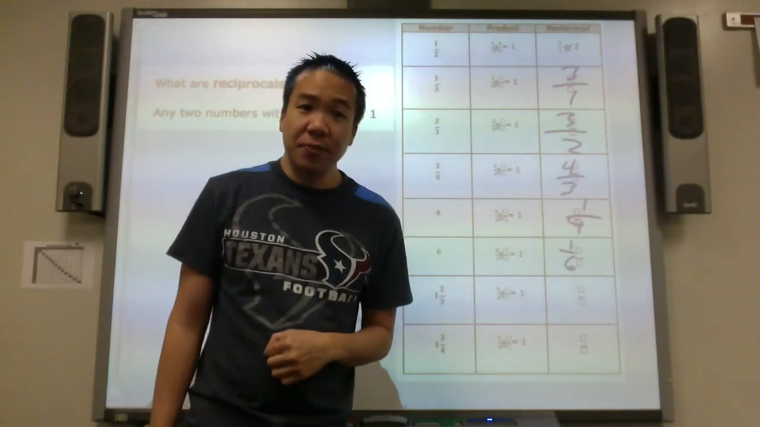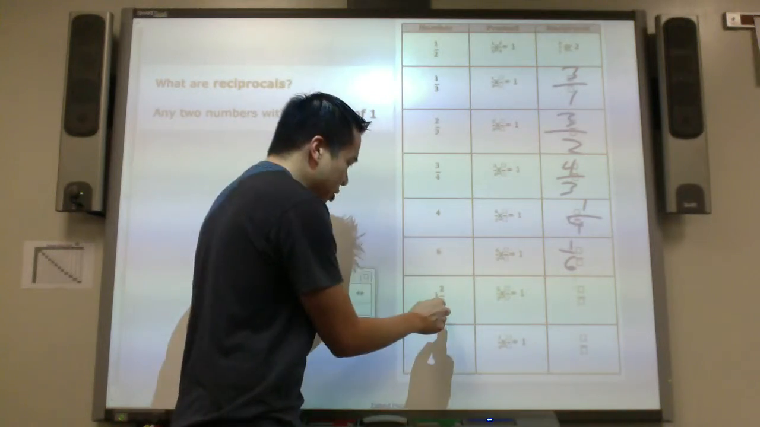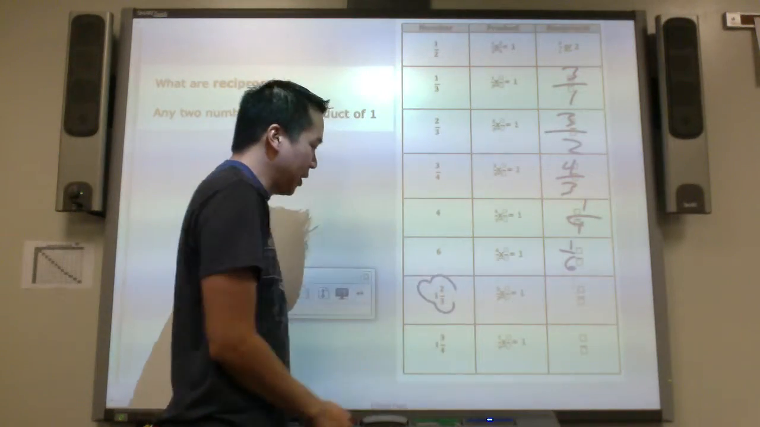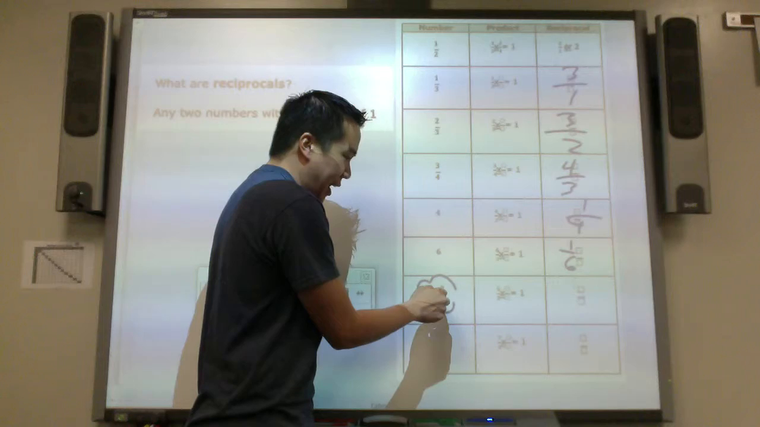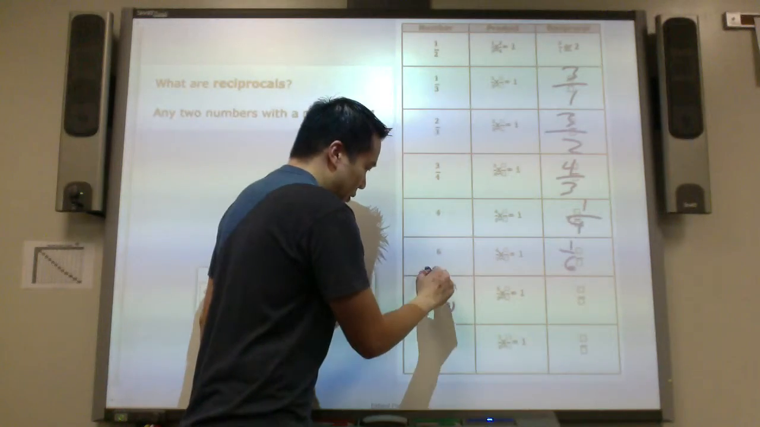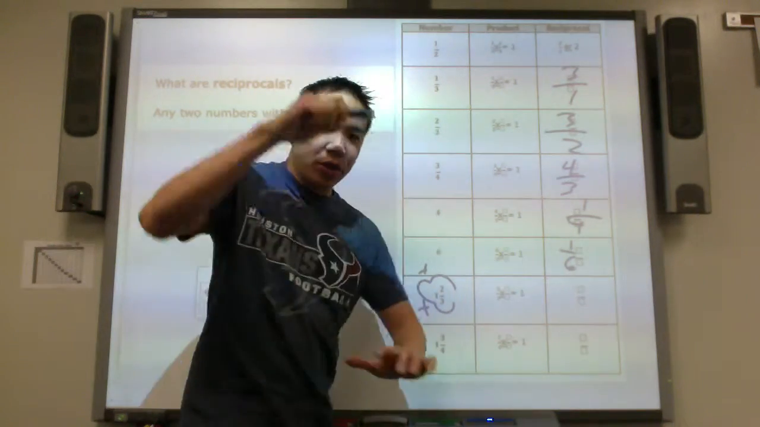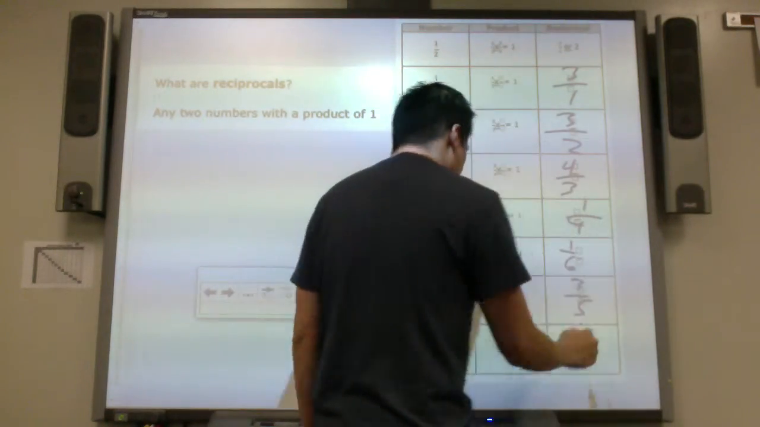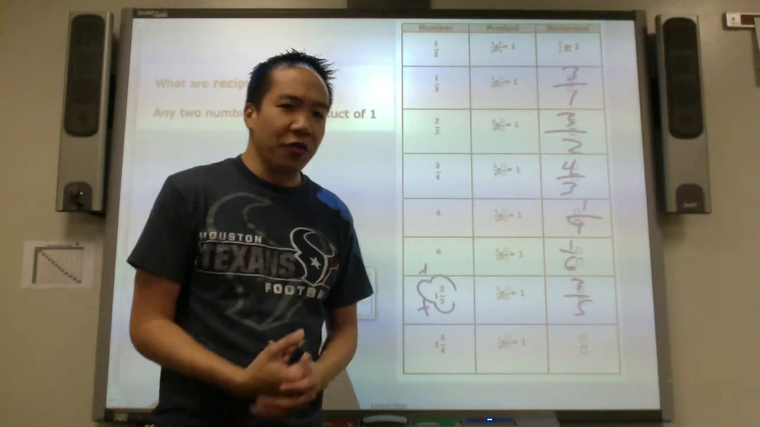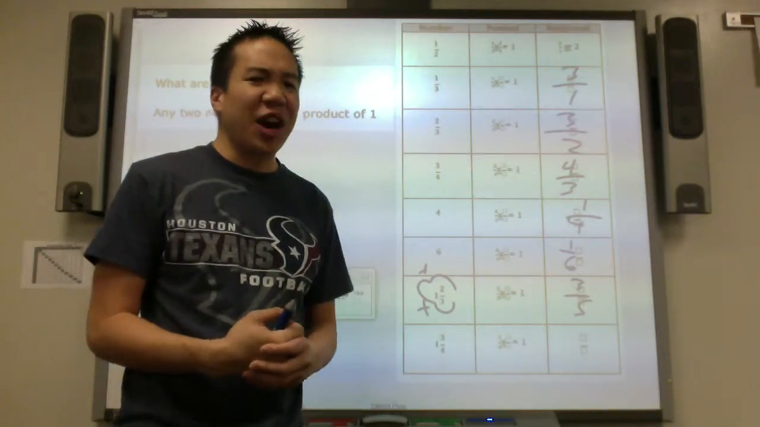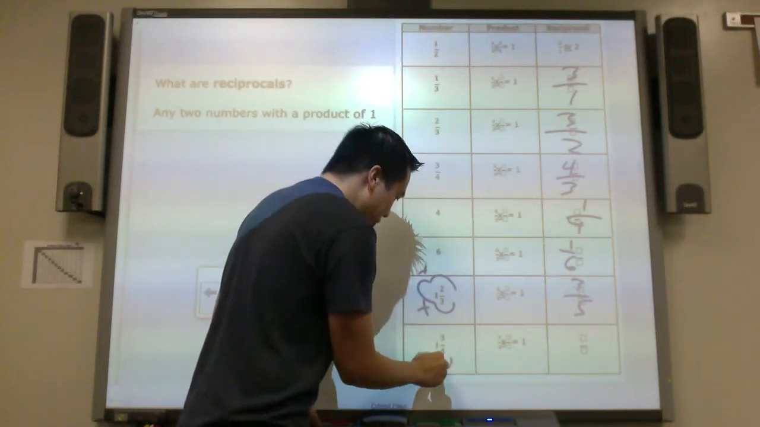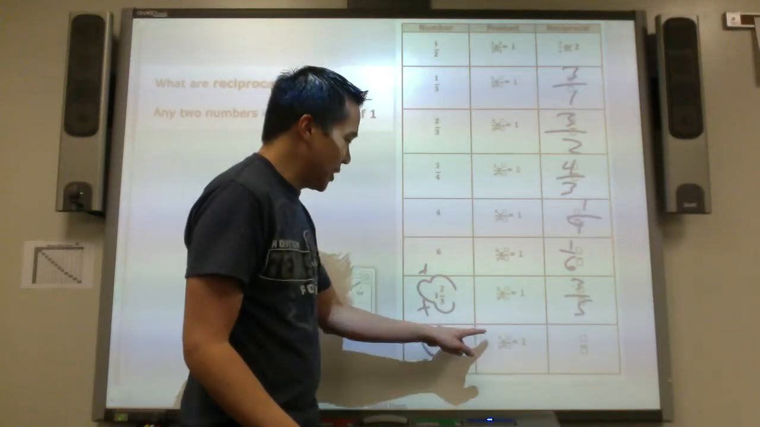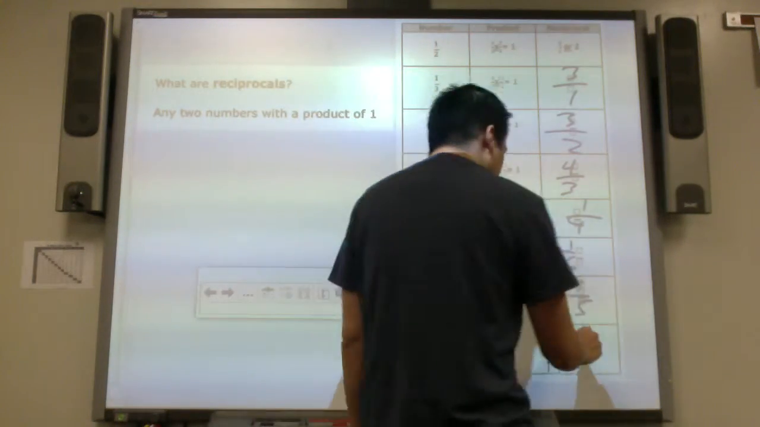1 and 2/3. Is that a fraction? Can you turn that into an improper fraction? I do the popcorn method. So I do 3 times 1 is 3, and I add a 2 is 5/3. So what's the reciprocal of 5/3? 3/5. And 1 and 3/4. Well, how would you write that as a fraction? 1 and 3/4 is 4 plus 3 is 7/4. Reciprocal is 4/7.